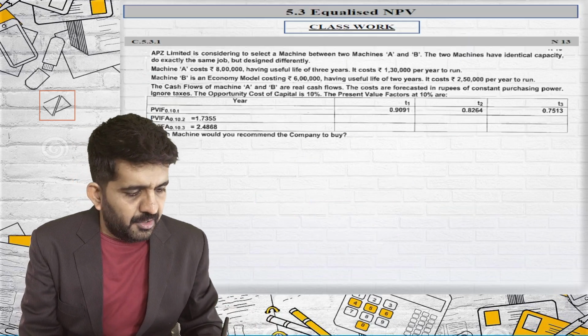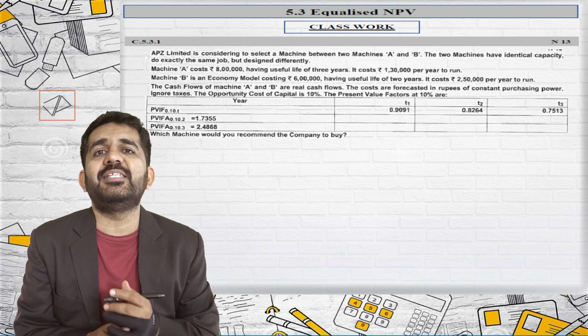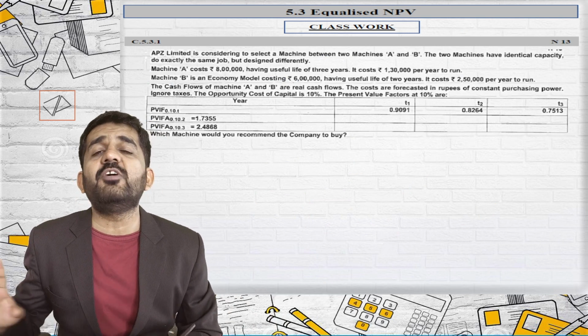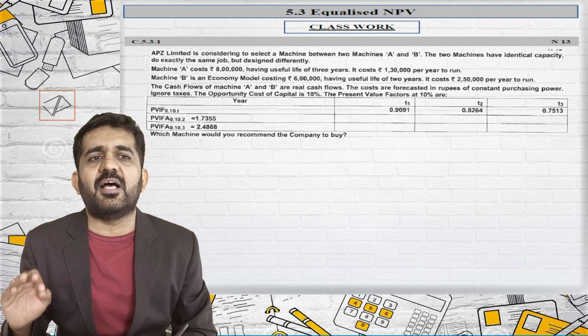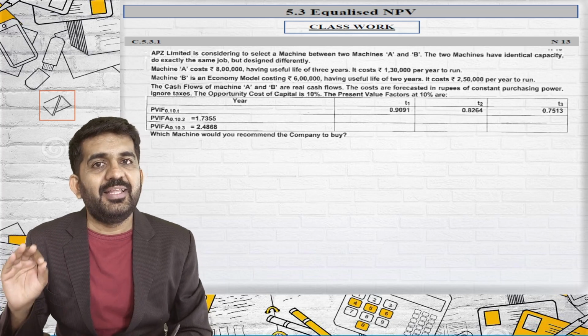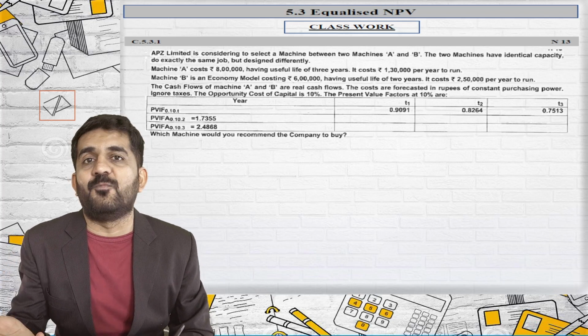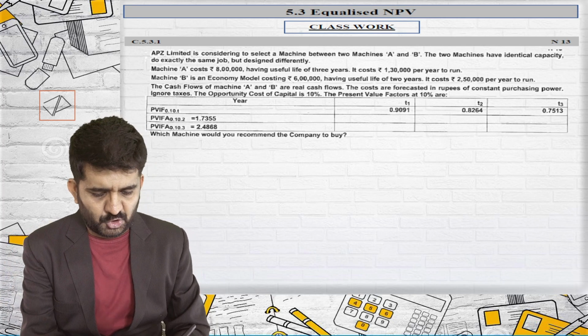See, in this equalized annual NPV, till now, whatever questions are asked, it is always asked in such a manner that there are only cash outflows. There are no cash inflows. Let us solve this.